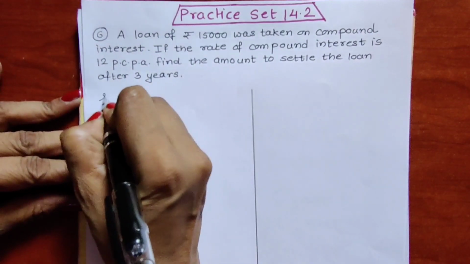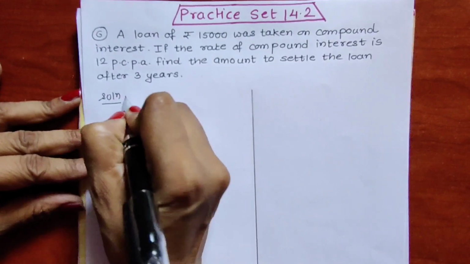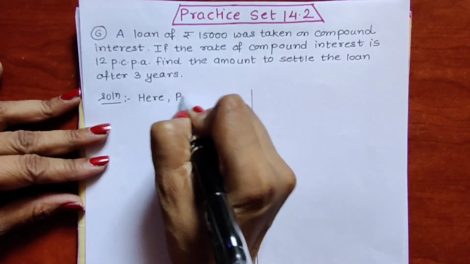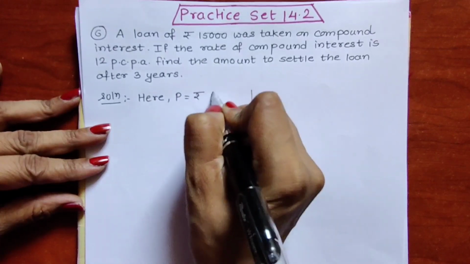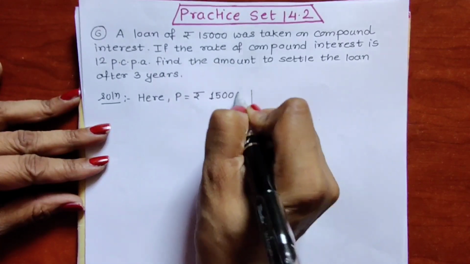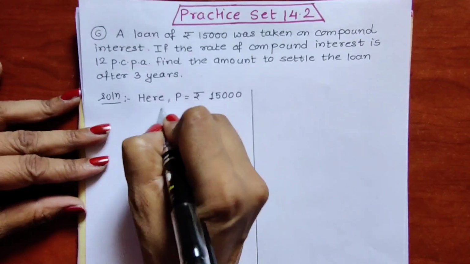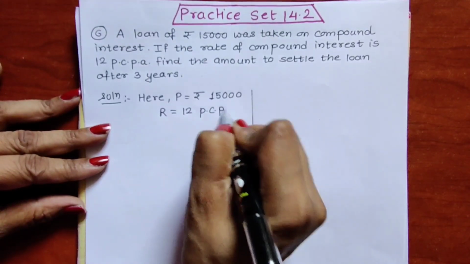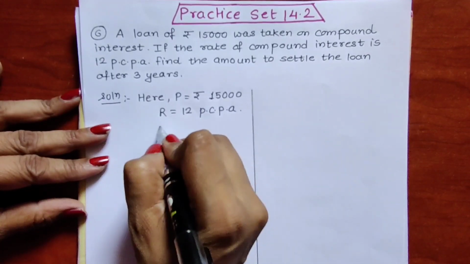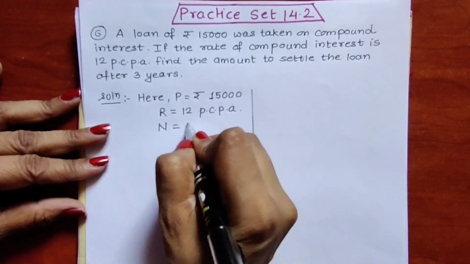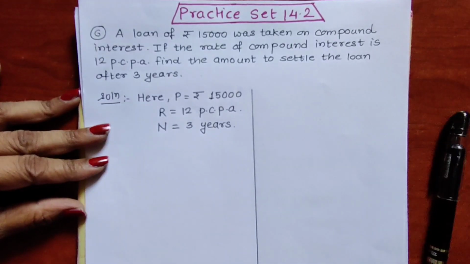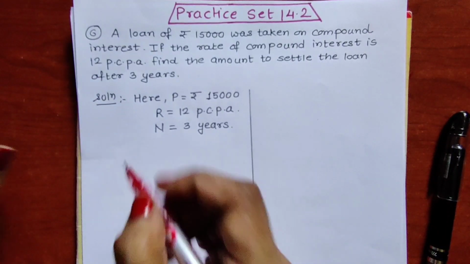Solution. Here P value is rupees 15,000. P is equal to rupees 15,000. We can write R value is 12 PCPA. We all know PCPA means per capita per annum. And N means number of years, which is 3 years. Now we will apply the formula.